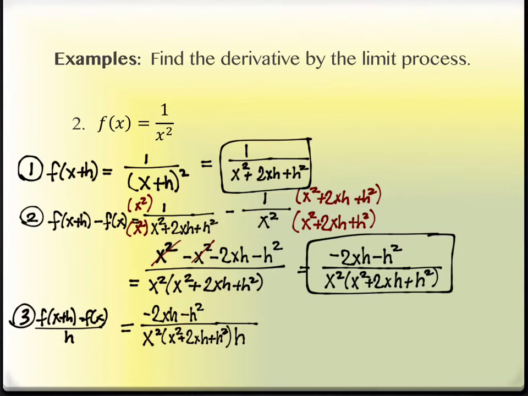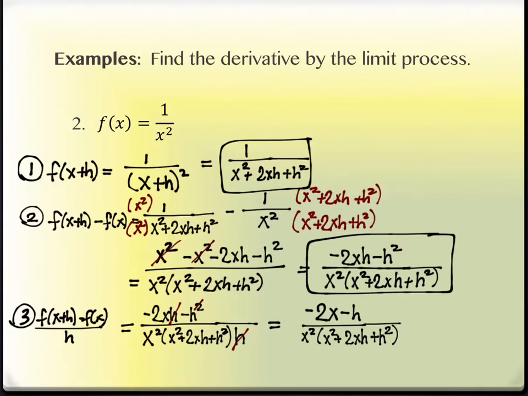So on this step, when I put that h in the denominator, the h from each of the pieces individually in the numerator will cancel. So it does clean up on this step again. I have negative 2x now on top, minus h, right? H squared divided by h is h. And my denominator is x squared times x squared plus 2xh plus h squared.